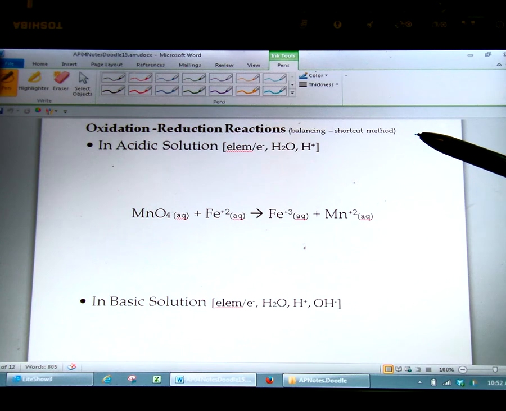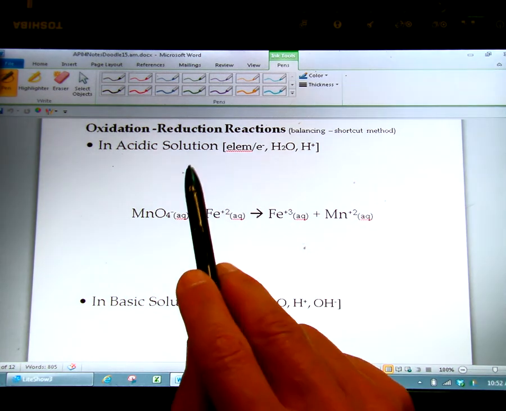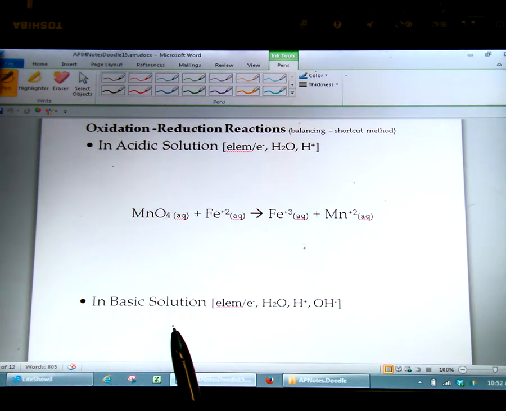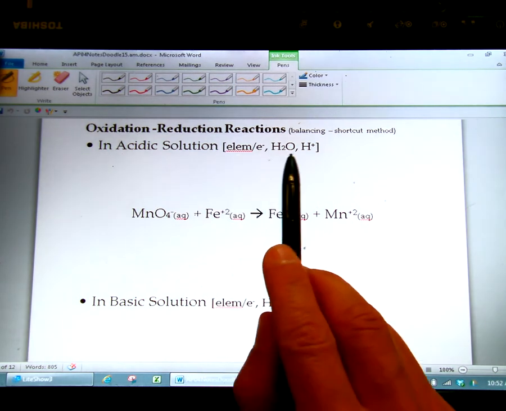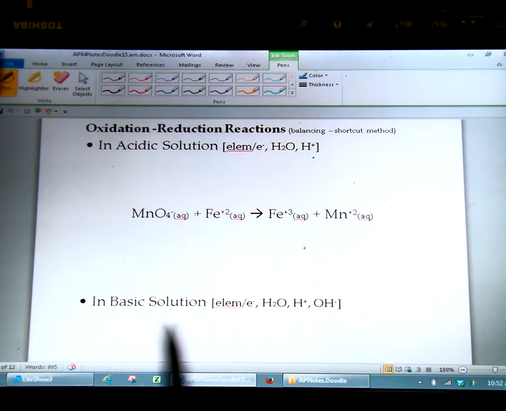Today we're going to be in the Chapter 4 AP packet on page 6, and we're going to be learning how to balance a redox reaction in acidic solution and in basic solution. In an acidic solution, the steps are going to be element, electrons, water, and H+, versus a basic solution, which is going to be element, electron, water, H+, and then OH-.